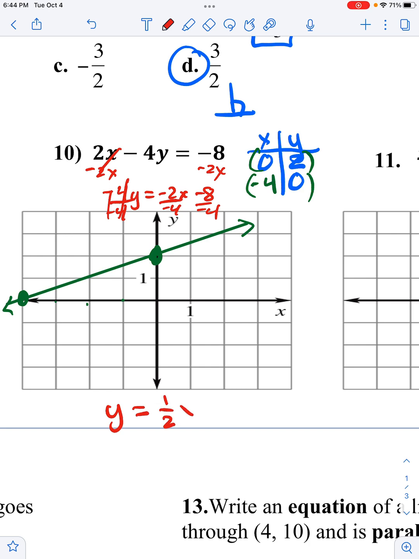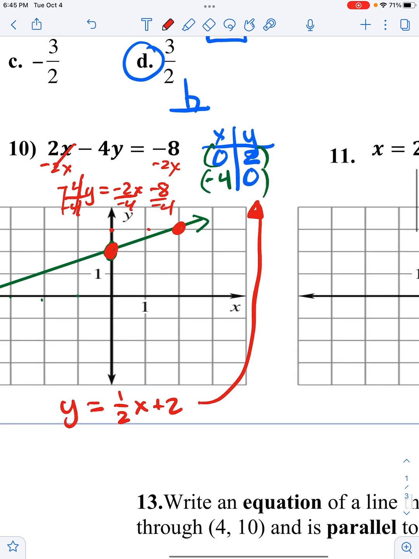The negatives cancel and it reduces to a half. Negative 8 over negative 4 turns into plus 2. So I would start at 2, go up 1 over 2. And so in the end, this is the same as what I got. I personally just find it easier to do the intercepts when it's in standard form.